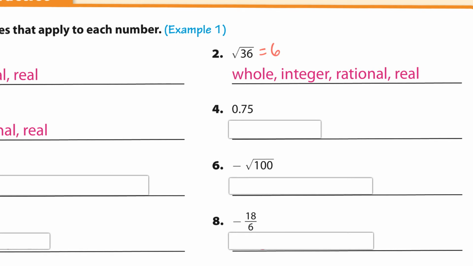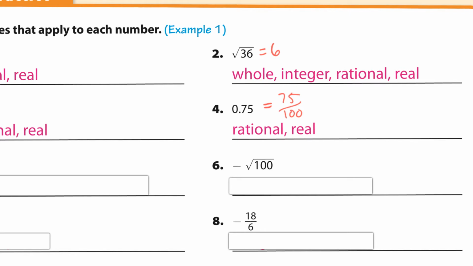0.75, that can be expressed as a fraction. Of course it can. It could be 75 hundredths, 75 over 100, and that's a fraction of integers, so that is a rational number, which is also real.